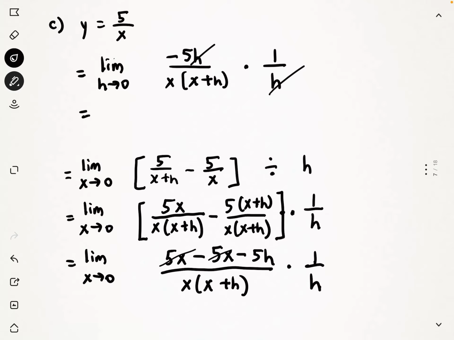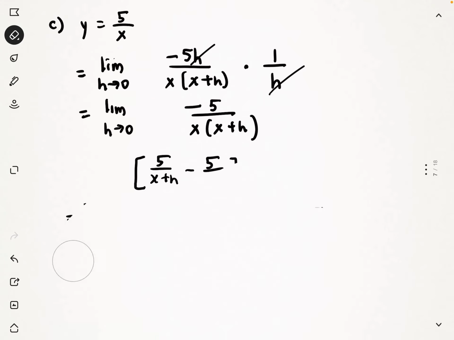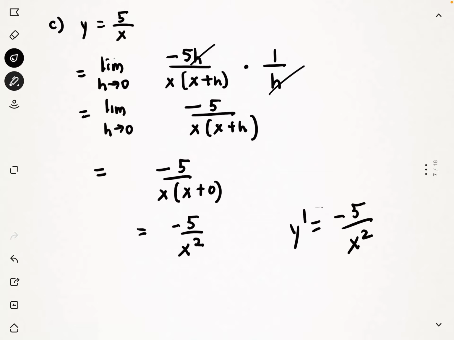So we can cancel. We now have the limit as h approaches 0 of minus 5 over x times x plus h. And at this point, it's safe to plug in the 0 for h, because you notice right here, you're not going to get a 0 on the denominator. Because I'm plugging in the 0 for h, I no longer need the limit, so I can just do minus 5 over x times x plus 0, which of course is really minus 5 over x squared. And now I've calculated this, I can say y prime is equal to minus 5 over x squared.